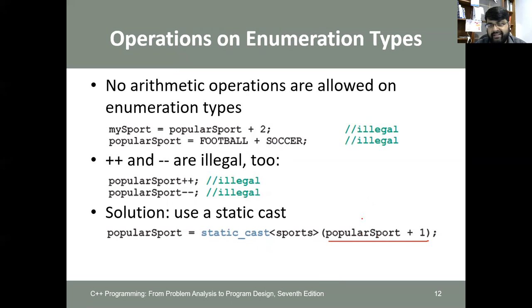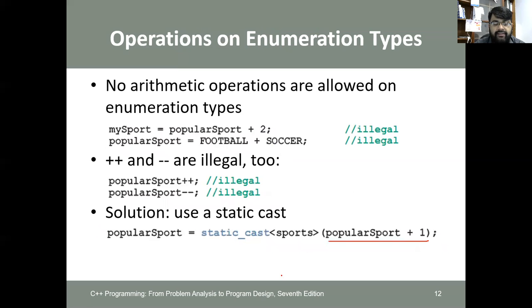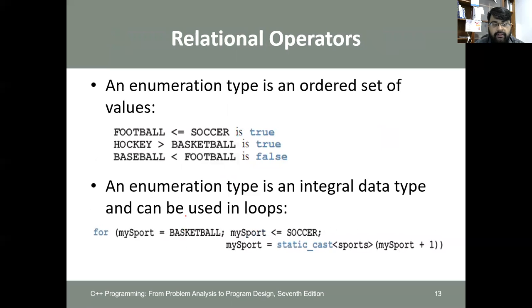However, the problem here is that since it is an integer, we cannot store an integer directly into an enum. If we need to store a value into the enum, we need to use the proper type. So in this case, popular sport plus 2 alone did not work, popular sport plus 1 alone did not work. However, if we use the static cast to sports, we can convert an integer to a sports value, and that can hence be used.